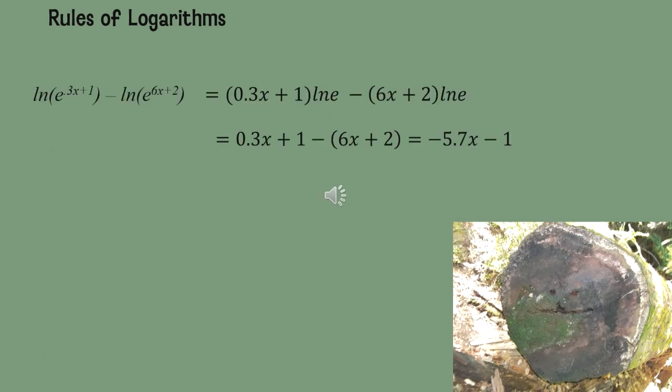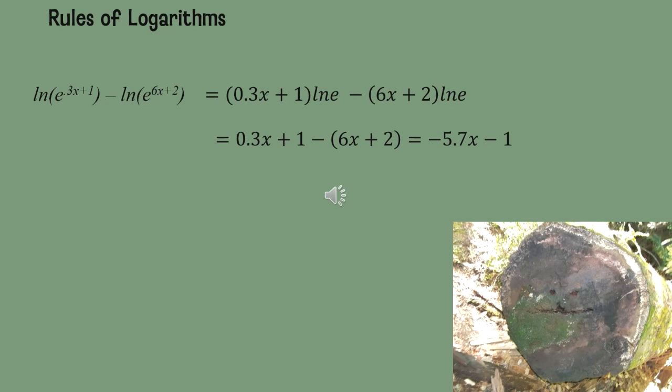Okay, what if we had natural log of e to the 0.3x plus 1 minus natural log of e to the 6x plus 2? A rule of log states that an input to a log that is raised to an exponent can be rewritten with the exponent as a leading coefficient. So I can take the 0.3x plus 1 and make it a leading coefficient of natural log of e. Same with the 6x plus 2. I can rewrite that as a product multiplying the natural log of e.